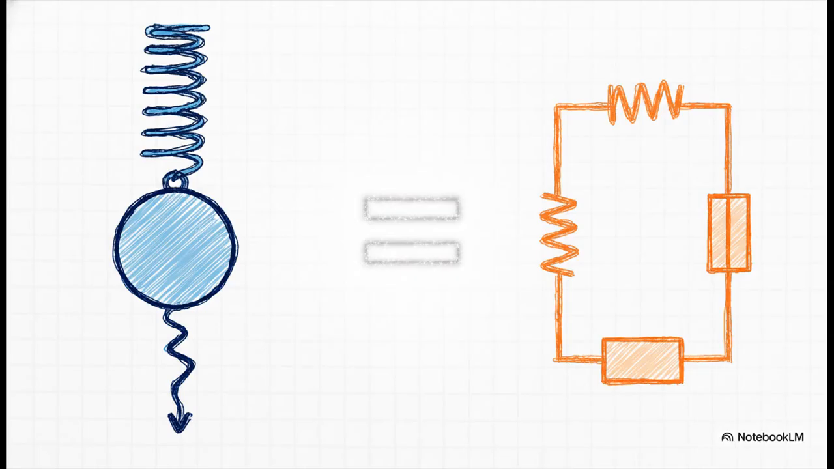So just let that sink in for a moment. The elegant little dance of a bouncing weight and the invisible flow of electricity in a circuit. From a mathematical point of view, they are the exact same thing. They're just two different ways of seeing the same fundamental pattern of the universe.